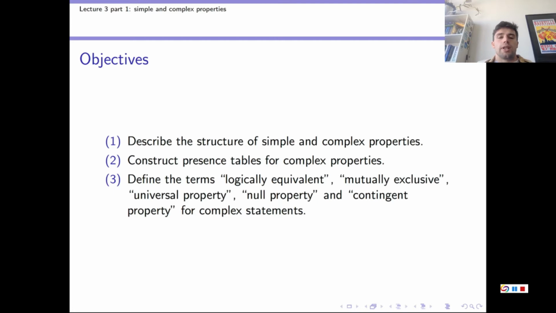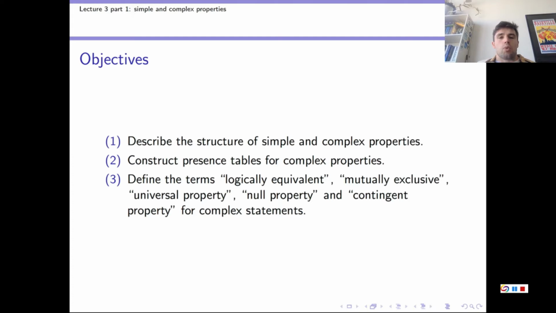Now, over the last two lectures, we've looked at simple and complex statements and truth tables for statements. This lecture presents analogous concepts for properties as opposed to statements. The good news is that the skills we've built over the last few lectures transfer over to the analogous concepts that involve properties, so there isn't anything new in this lecture in terms of skill development.